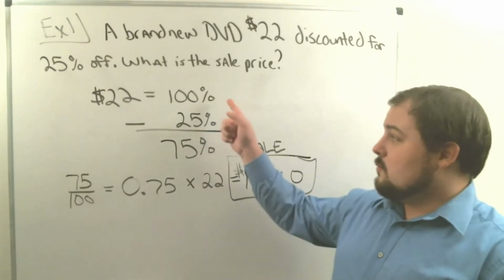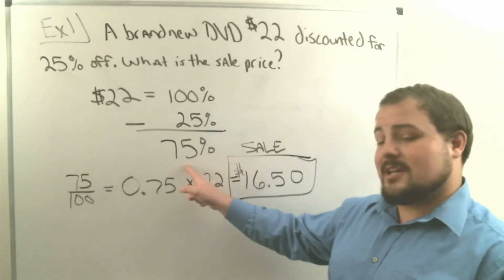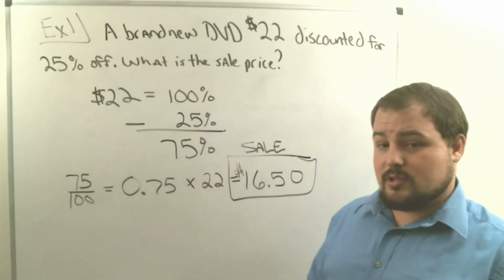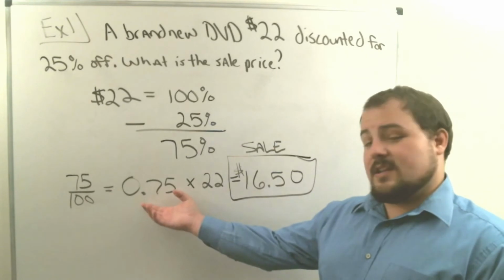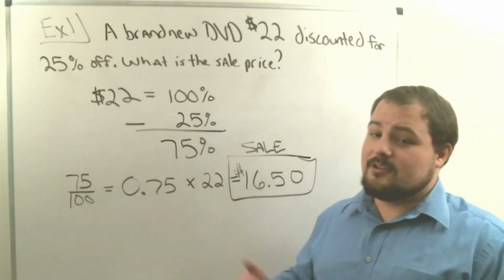To do discounts, we do 100% of the price, we take away the discounted percent, and this gives the percent that we're going to pay of the original price. We take that percent as a decimal, times the price, get our answer. Let's do one more example, and you guys are already done.